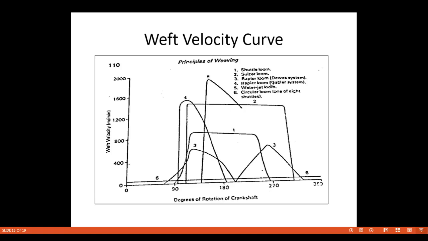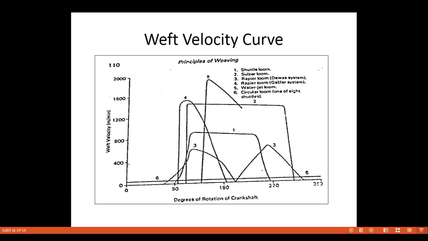Third is a rapier loom, Dewas system. Dewas system means the left hand side rapier will take the weft from the picking side and bring it to the center of the machine, and the next rapier from the right hand side picks the weft from the left hand side rapier and delivers it to the right side of the machine, that is called the receiving side of the machine. So these are the giver and taker rapiers.